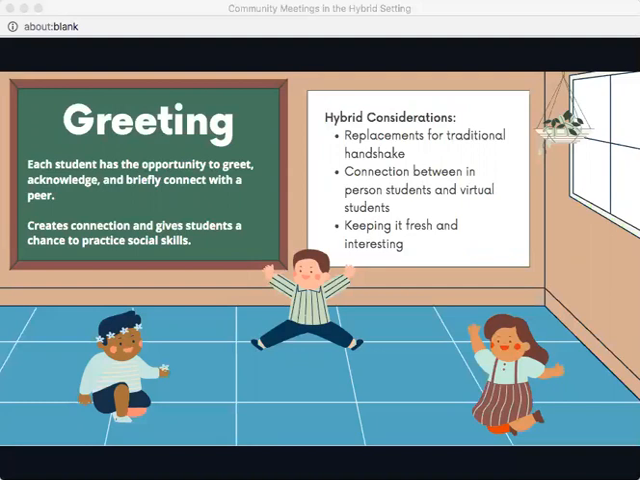We also want to consider how we can make a connection between the in-person students and the students that are joining us virtually. And thinking about ways that we can keep it fresh and interesting. And I'll give you some more resources here in a little bit about how to keep your greeting new and exciting.